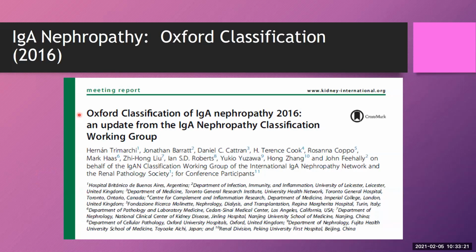In the original Oxford classification data system, crescents, along with endocapillary proliferation, weren't found to be as predictive of outcome. But then a few years later, in a subsequent larger and more broadly based cohort of patients, it was determined that crescents actually are very predictive of outcome, and they commonly increase the severity of glomerular disease, specifically IgA nephropathy. So it was recommended in this publication that the Oxford classification be updated to include the C score, the C meaning crescents.